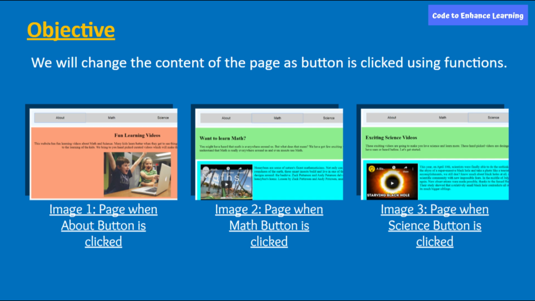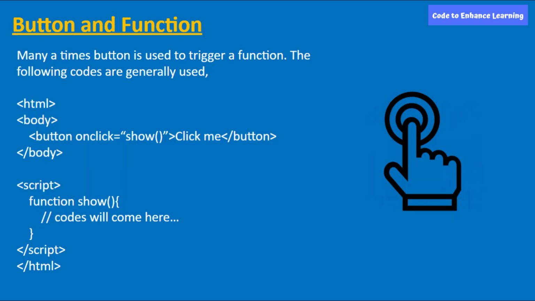We want to show and hide different sections on our page, like about, math and science. But now, we will do this using just one function, instead of repeating code again and again. This will make our code cleaner and smarter. We will also add something fun, a custom cursor for our buttons. Today, we will understand how a button can trigger a JavaScript function.